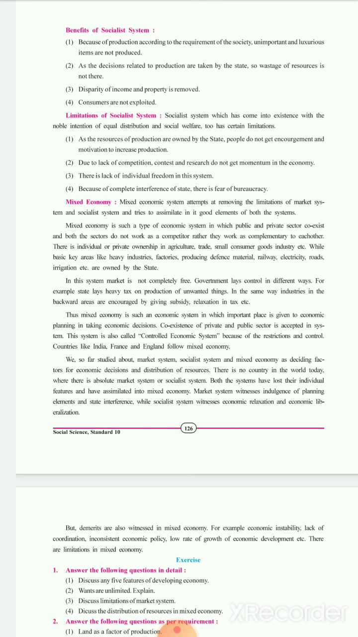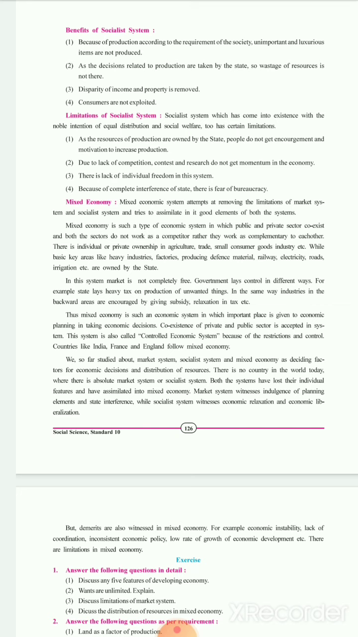In the market system, the person who is earning more or having more profit will become rich and richer, and the person who is exploited will become poor and poorer. So there is disparity of income. But in the socialist system, because of social welfare, the disparity of income and property is removed. Number four, here the consumers are not exploited.